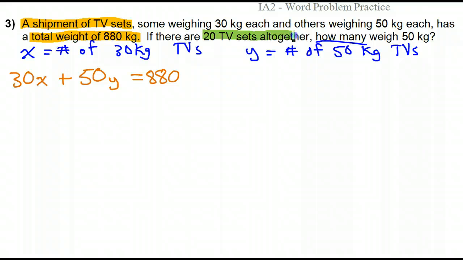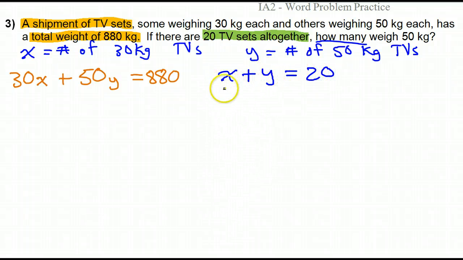20 TV sets altogether. Well, there are two types of TV sets, X and Y. If it's a total of 20, then that makes for a nice, simple little equation, which is X plus Y equals 20. There's this many of one type plus this many of the other type. The total should be 20, so X plus Y equals 20.